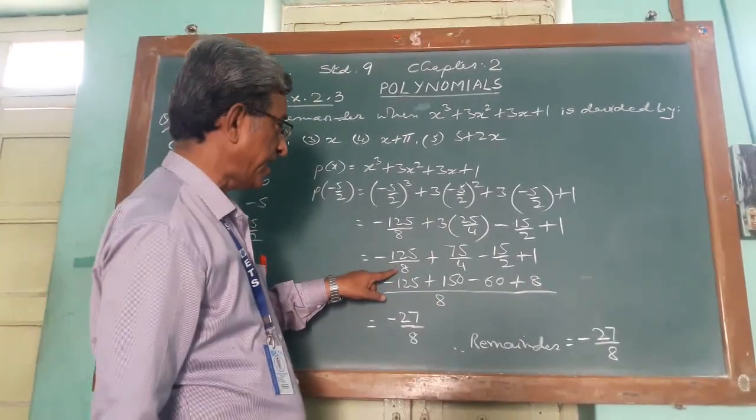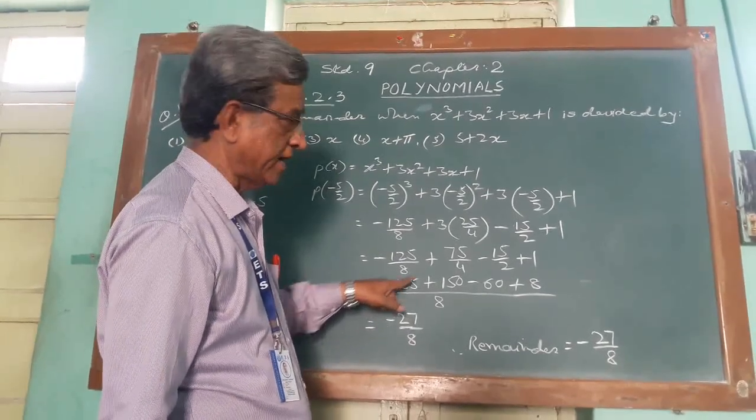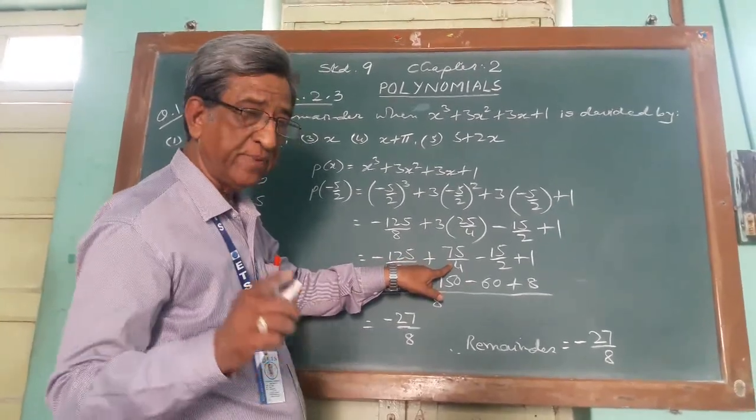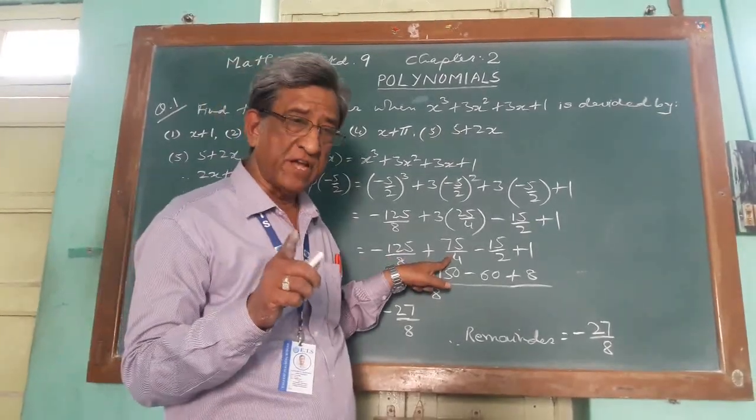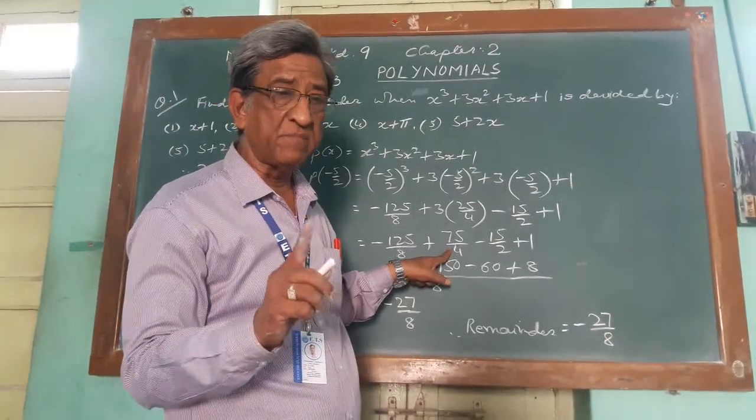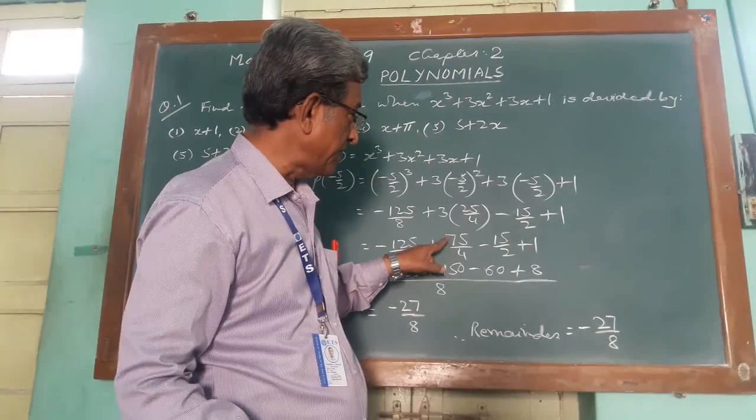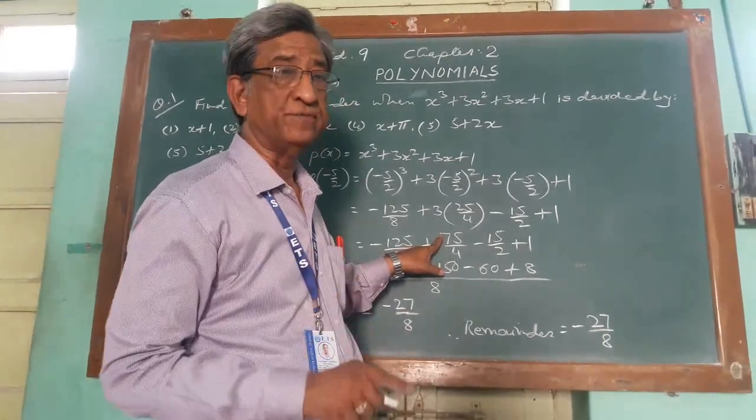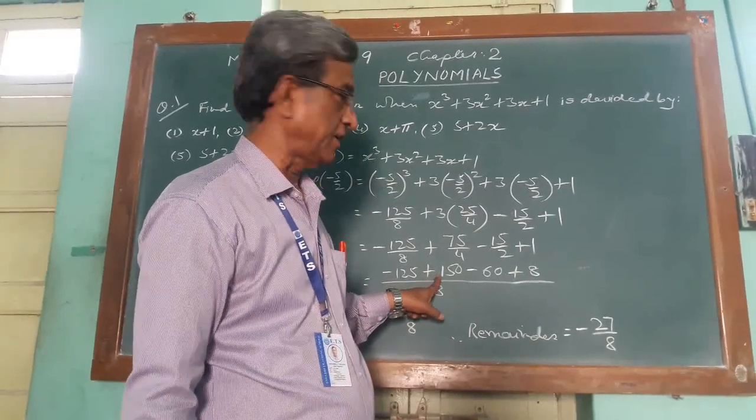So here already 8, write minus 125. Here it is 4. In place of 4, you have to get 8. So by which number you have to multiply 4 to get 8? If you multiply 4 by 2, you will get 8. Similarly, multiply 75 by 2. So 75 into 2 gives you 150.